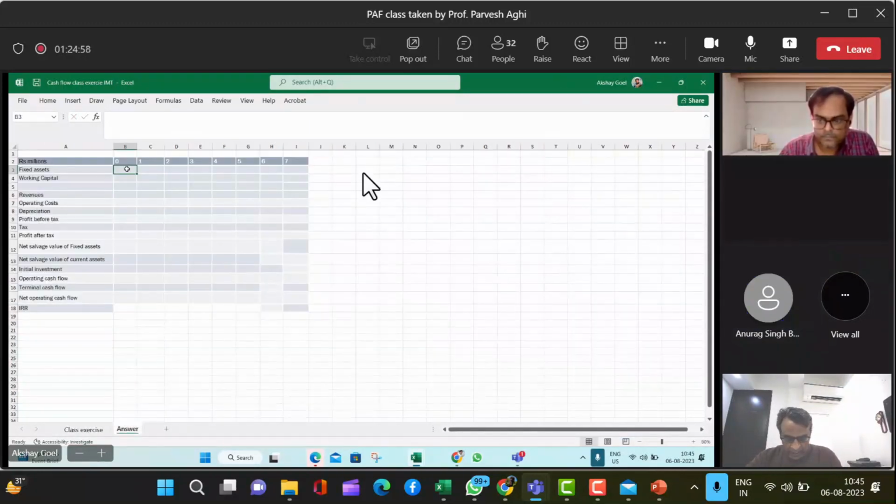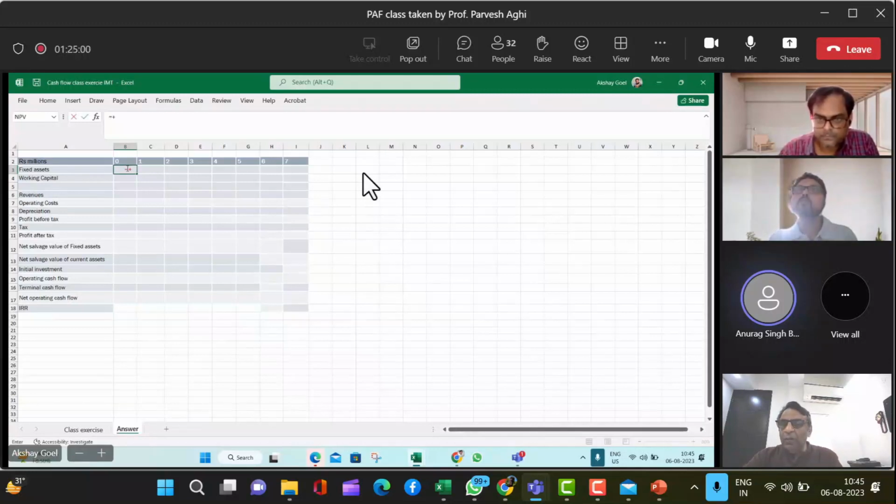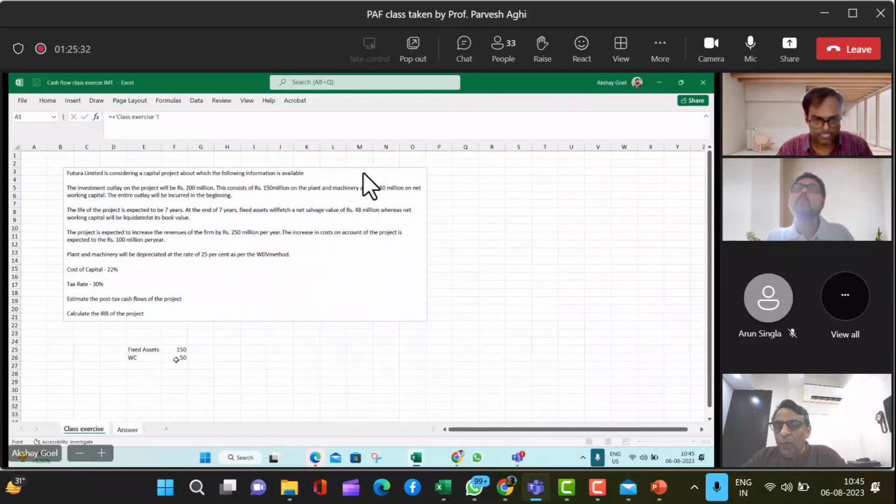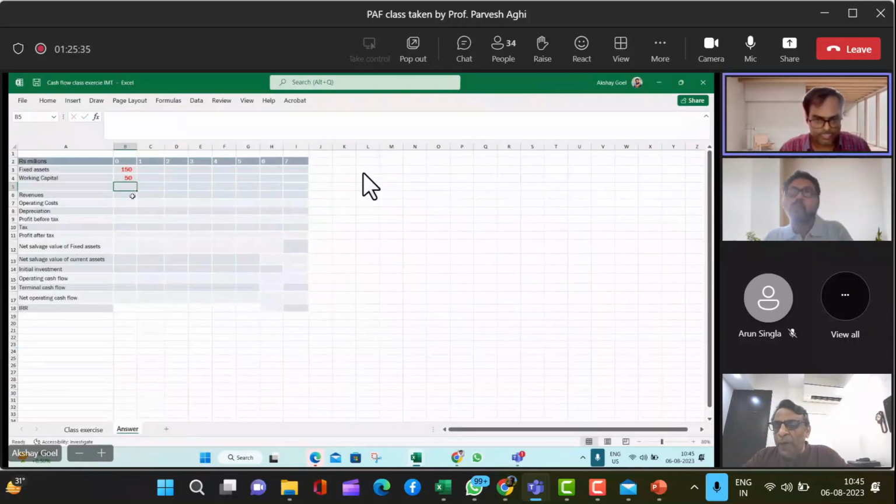Anurag, tell me what will be the figure in the fixed cost, fixed assets? This will come in which year? First, year 0. So just put that number, Akshay. यहाँ से लिंक कर दो उसको. हाँ आ गया. And what will be the working capital, Arun? Is Arun there? 50. Okay. Put 50. And go back to the question, class exercise.